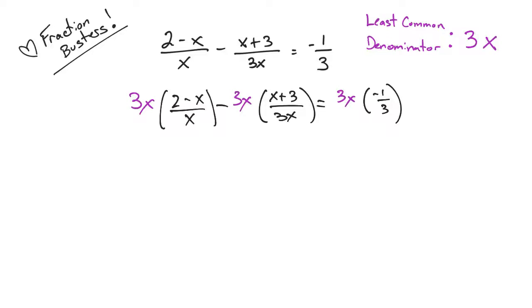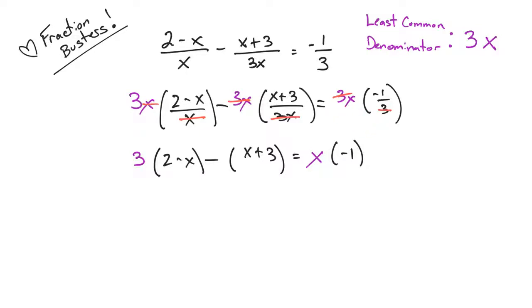From here, what I like to do is cancel out things that are the same in my common denominator and my multiple. So x's cancel, the 3x and 3x cancel, and the 3 and this 3 all cancel out, which makes simplifying better. Because you have 3 times just 2 minus x now, because this denominator went away, minus all of this 3x canceled out, so you just have x plus 3 in parentheses, that's really important, and then you have x times your negative 1, which is left when you canceled out those 3's.